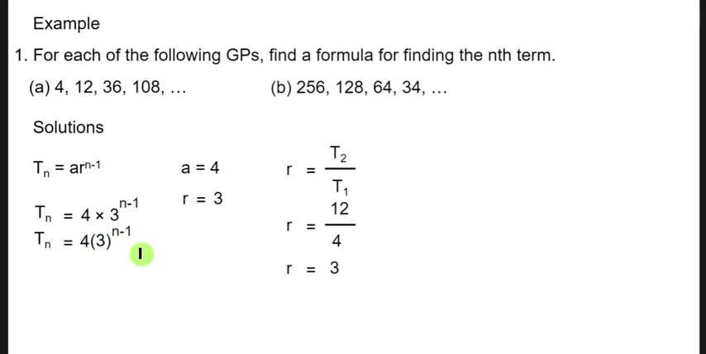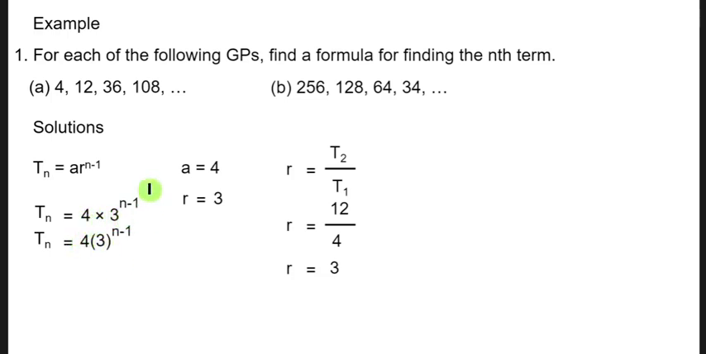You shouldn't multiply 4 with 3, because doing so is going to result in a wrong answer, since this one is a different power from this one. In multiplication, unless the powers are the same, you can't multiply the bases. If the powers are the same, then you just multiply the bases. All right, so this is the formula.